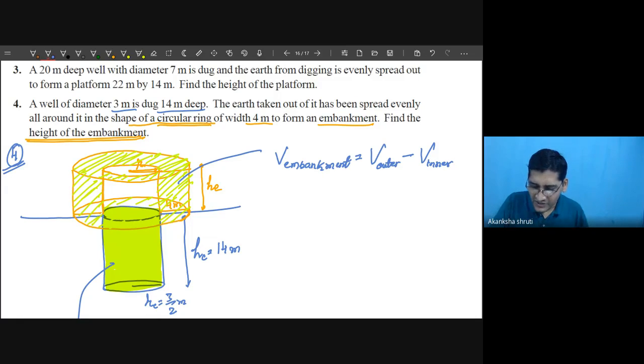But this embankment is having the width 4 meter. So this 4 meter can give us the radius of this outer cylinder. So R out, as the inner radius is the same as the radius of the cylinder, Rc. So R out is obtained by Rc plus 4 meter. And inner, this is the Ri or inner radius, Ri, same as Rc. And the height of this embankment we have assumed as HE. So go for substituting here.